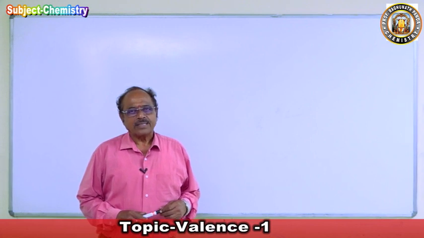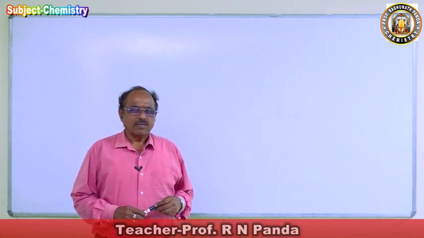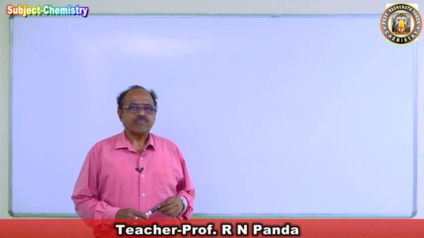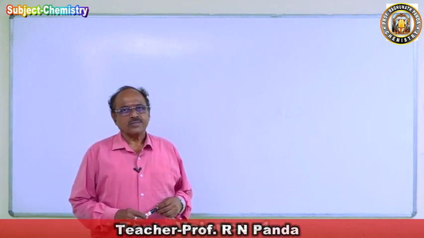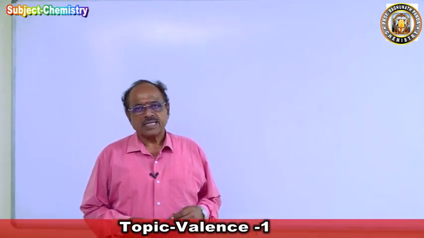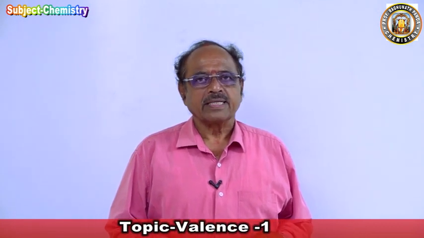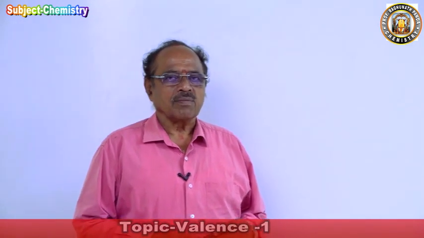Last class I talked to you about what is valency and what is valency state, what is the octet rule, the concept of the electronic theory of valency, and how to get the valency from the periodic table. So we have defined valency as the combining capacity of the atom of an element.